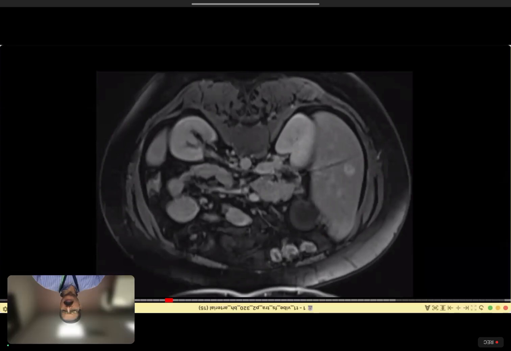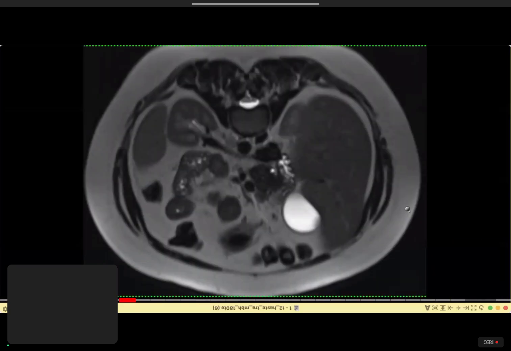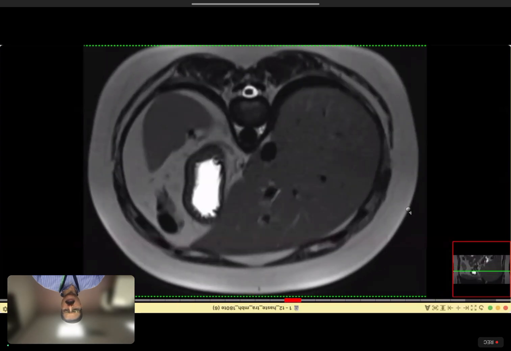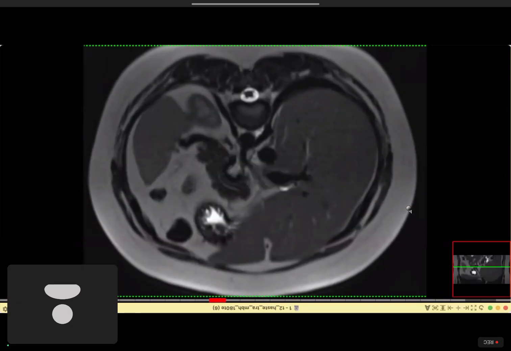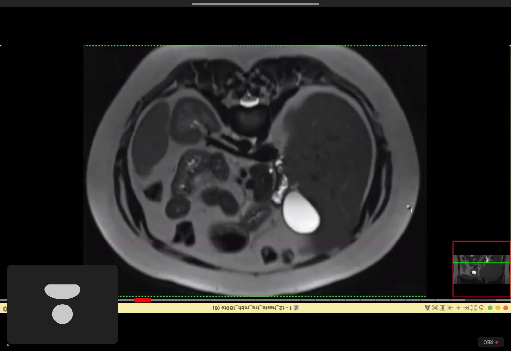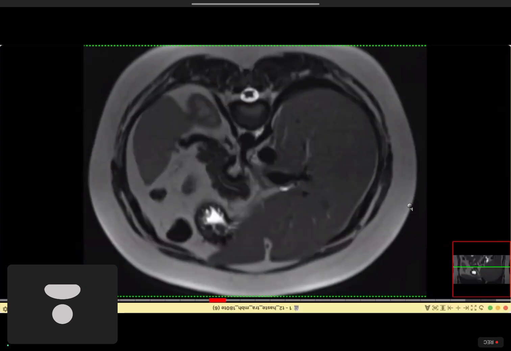What do you mean by the late phase? I mean 15 to 20 minutes. Which contrast media will you use for that? I can use Primovist. In the hepatobiliary phase, like this one, there is common bile duct secretion of gadolinium.